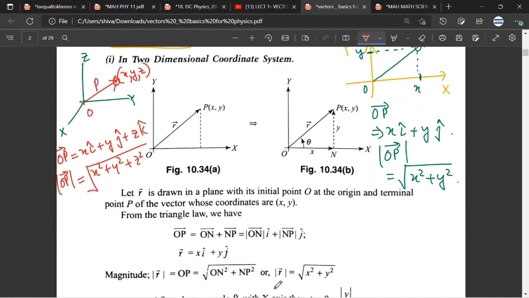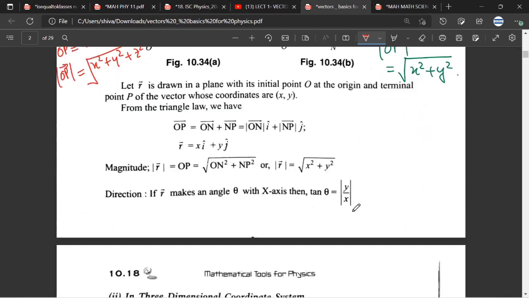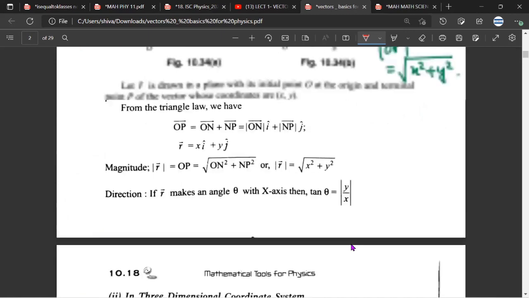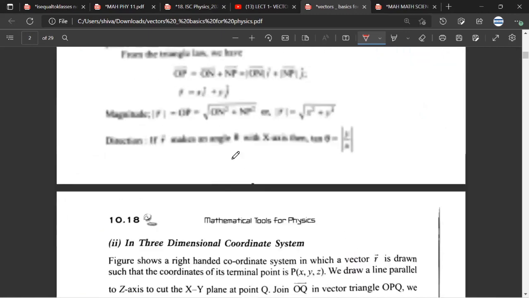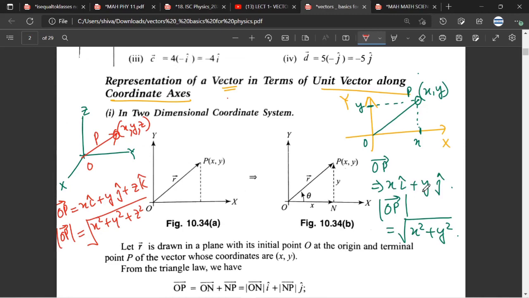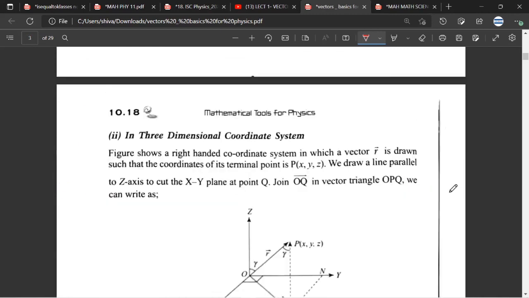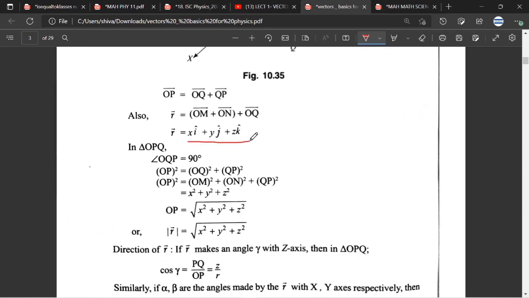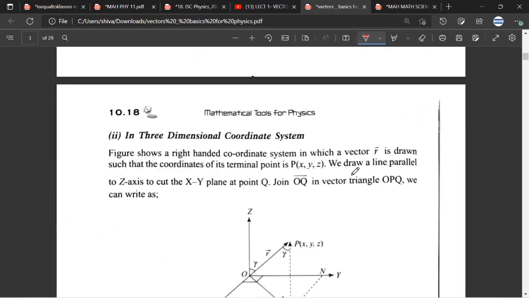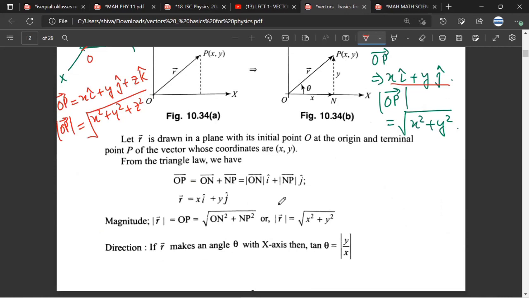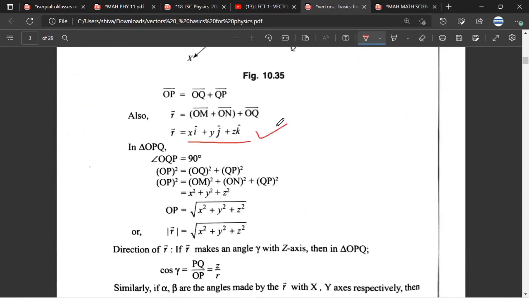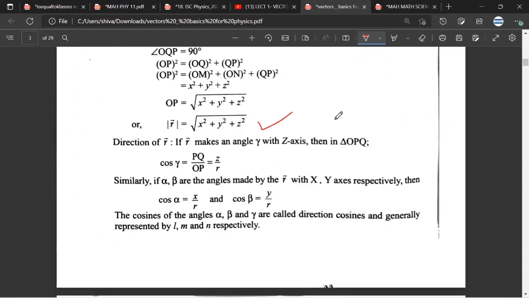Okay, now let us try to understand. This is how it is written: xi plus yj. So in 3 dimensions, if I have x, y, z, I can write this as xi, yj, zk. Are we okay till here? Yes. I have also understood that the magnitude of the vector in 2 dimensions is the square root of x square plus y square, and the magnitude of this vector in space is the square root of x square plus y square plus z square. Are we okay till here?